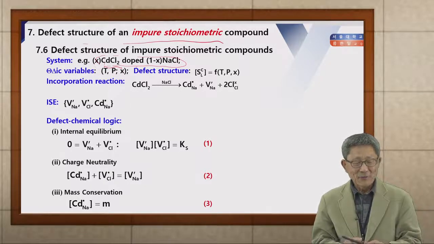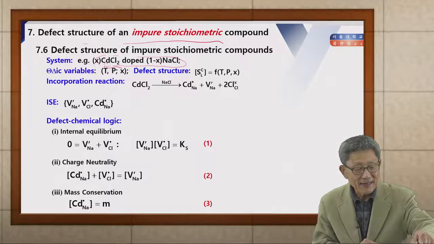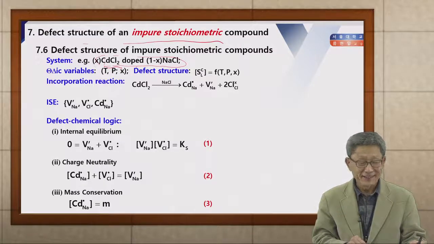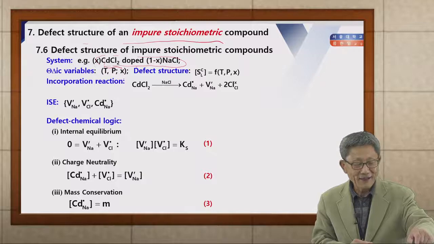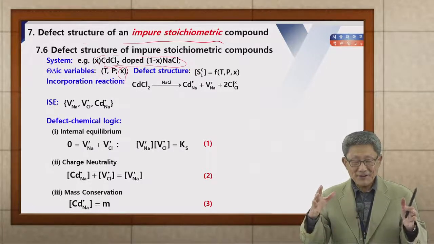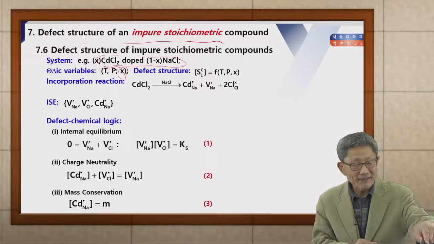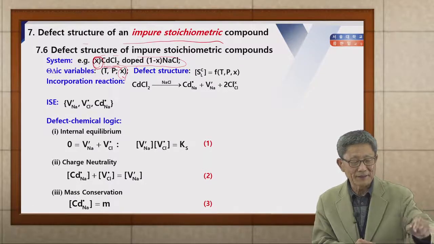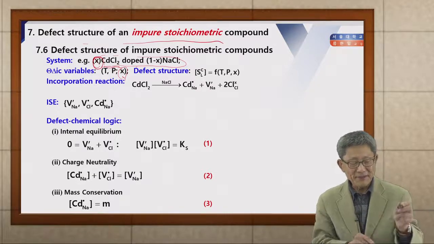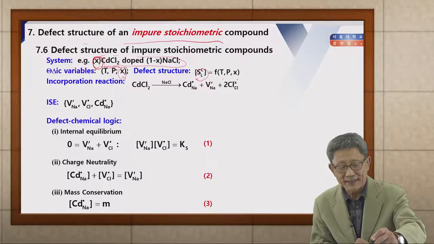Okay, in this case, what are the thermodynamic variables? Now, our system has 3 components. Look, NaCl and cadmium, right? We have 3 components. Then what about the thermodynamic variables? Of course, we have the temperature and pressure as the already existing variables. And then we add the composition variable. Because our host lattice is just stoichiometric, its composition is already fixed. So there remains only one composition variable, which is just the doping level, or the amount of dopant, cadmium chloride. So if you calculate your defect structure, then you should have each defect concentration as a function of temperature, pressure, and X.